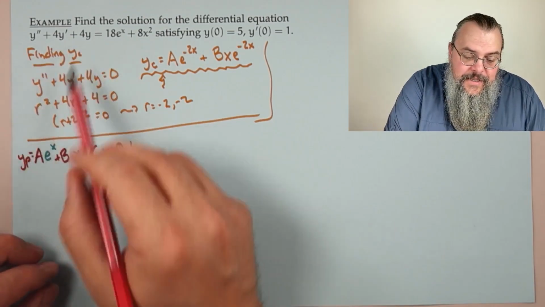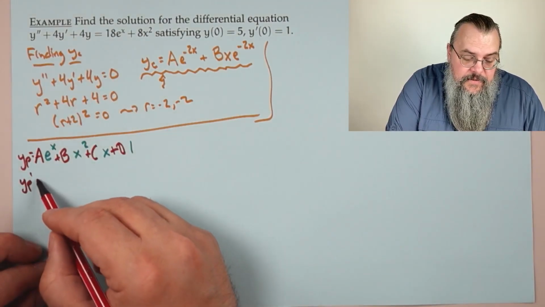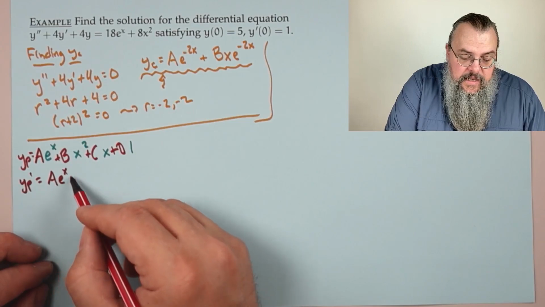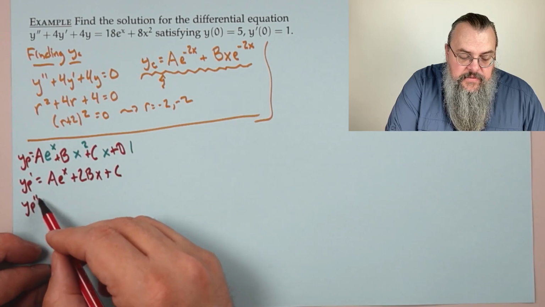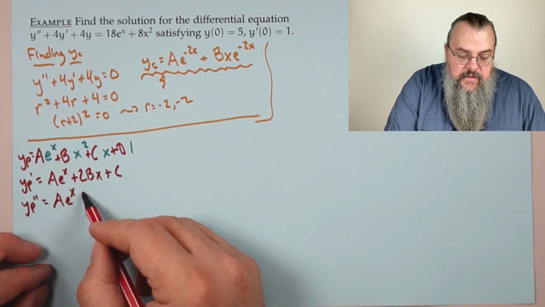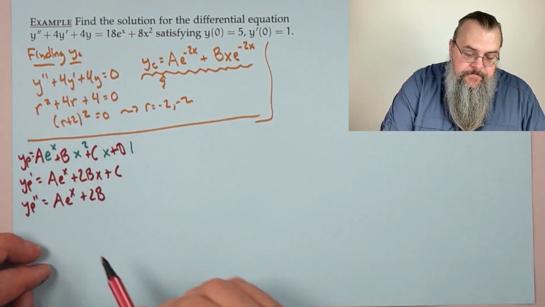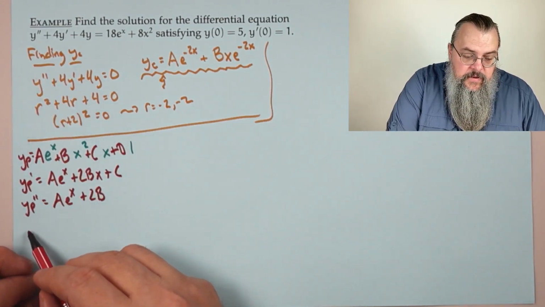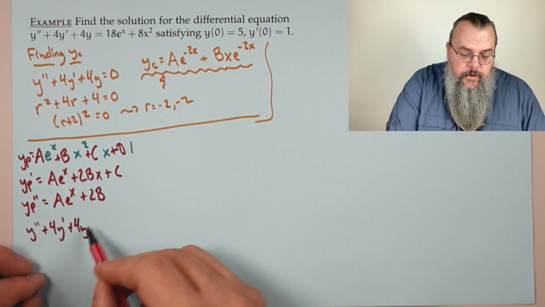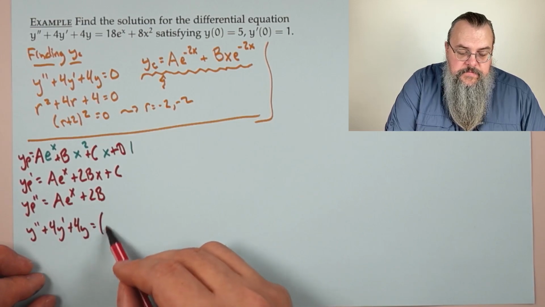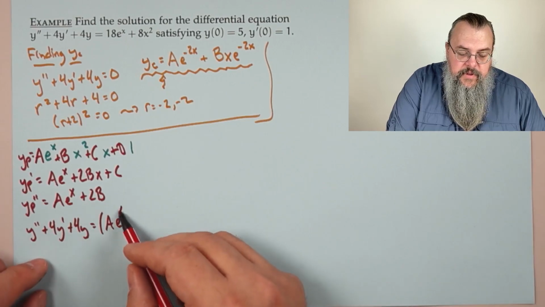So we're going to plug it in, meaning we better take some derivatives. We're going to need the first derivative. That's a e to the x plus 2 times bx plus c. And we'll need the second derivative, which is a e to the x plus 2 times b. And now, plug in. Okay, so y double prime plus 4y prime plus 4y is equal to, here we go, y double prime, a e to the x plus 2b.